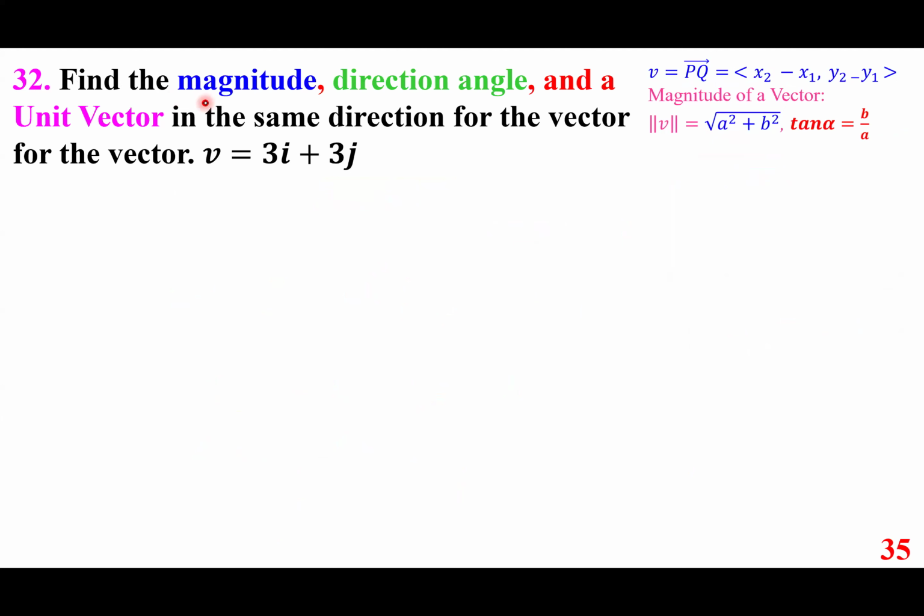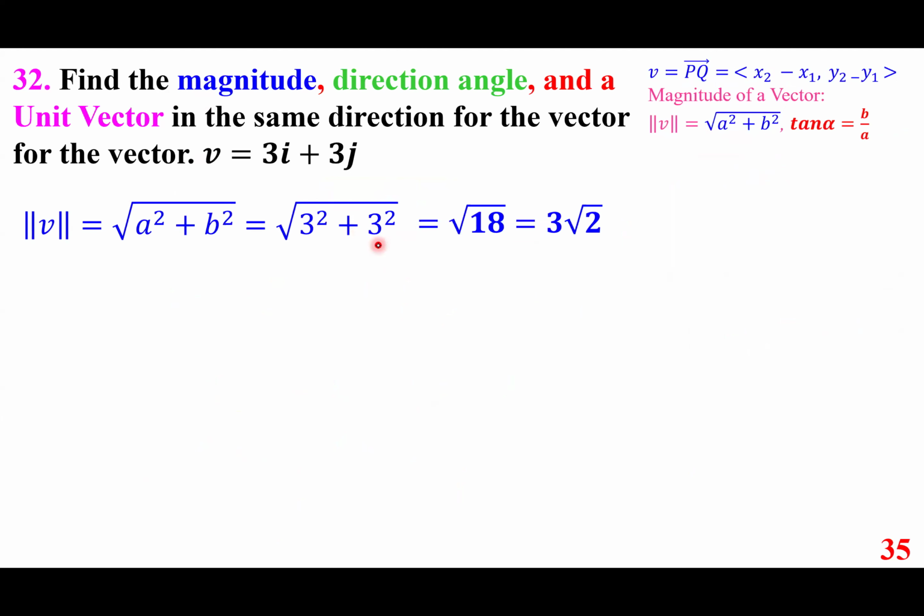Find the magnitude, direction angle, and a unit vector in the same direction for the following vector: v equals 3i plus 3j. Speaking of the magnitude, let's quickly calculate it as 3 squared plus 3 squared, 9 and 9 is 18. The square root of 18 is 3 square root of 2, because this is 9 times 2, 9 comes out and 2 remains.